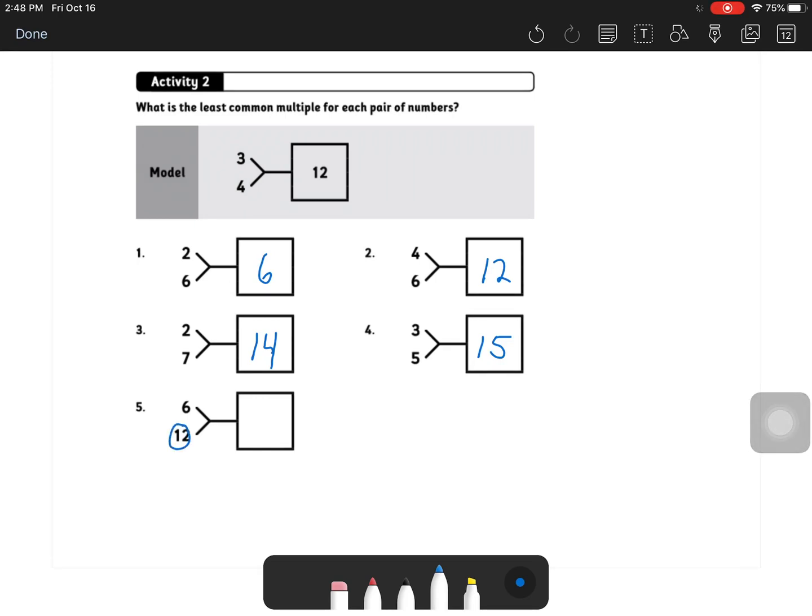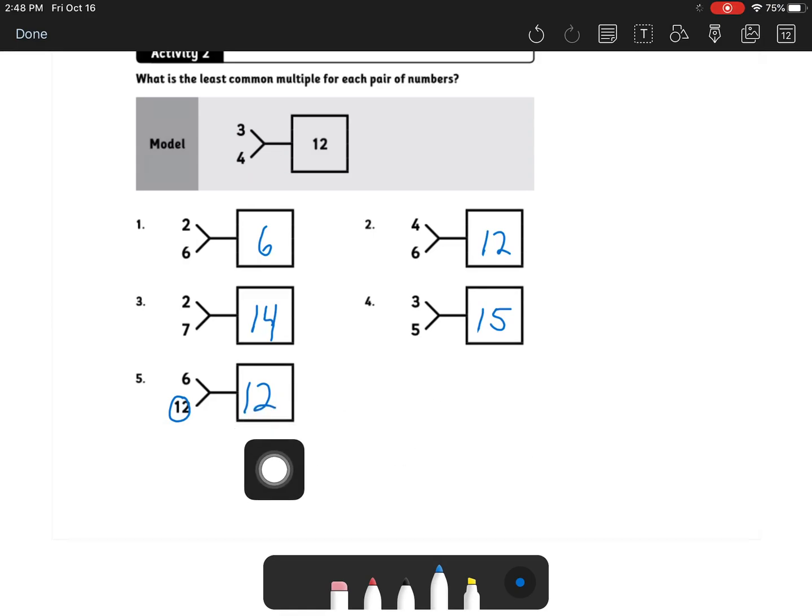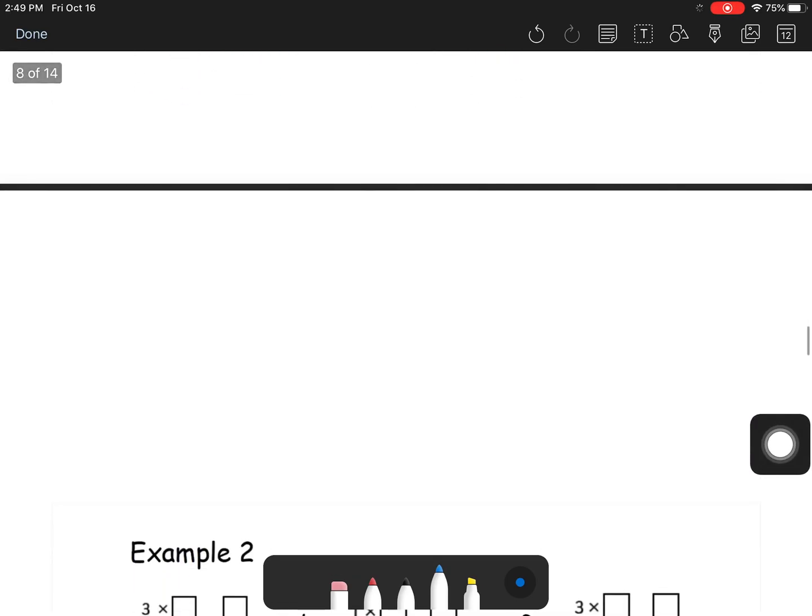Is 12 a multiple of 6? Yes, it is, so we can use that one. We can just do 12. If you're having trouble recognizing it, you might have to borrow one of those multiplication tables from me so that you can just look on the table and see where the common number is in each of those lines of multipliers of each of those numbers.